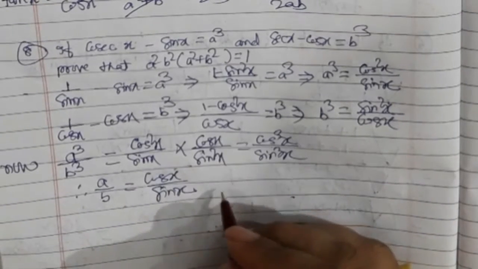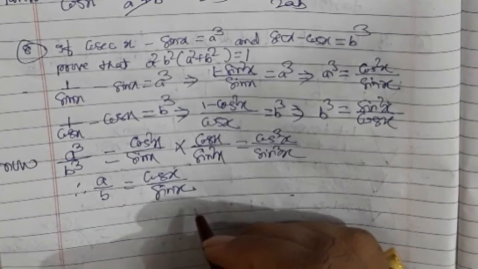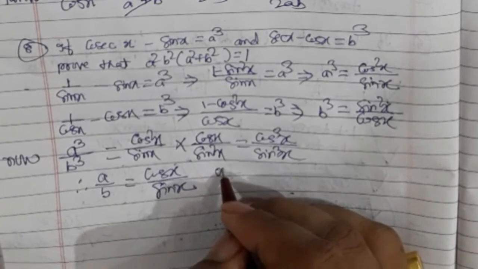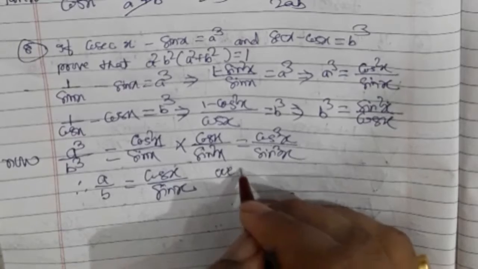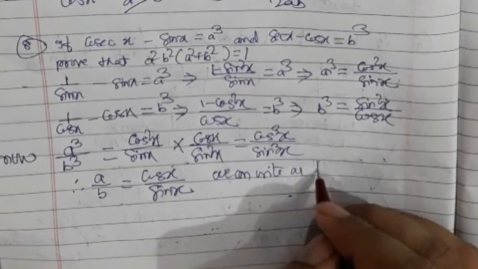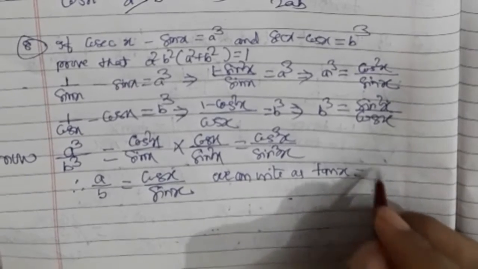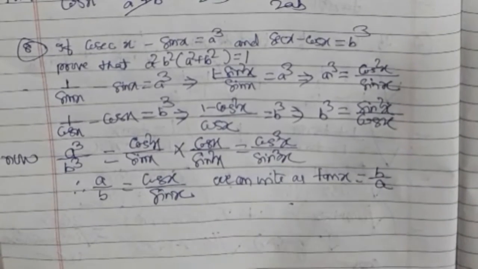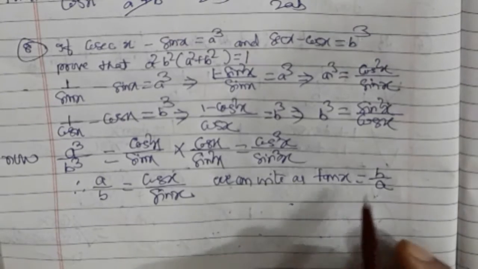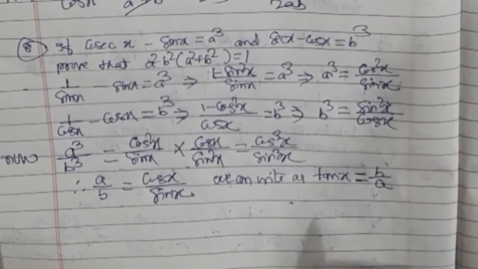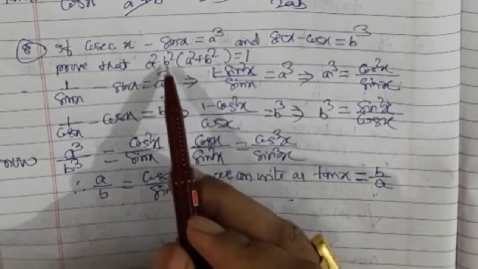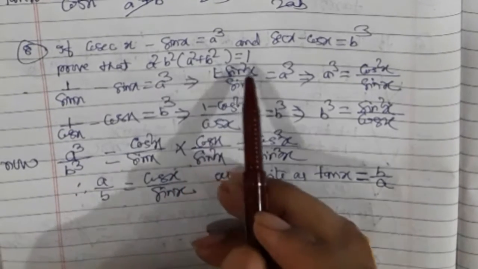That is sin x by cos x, or we can write this as tan x is equal to b by a. Tan x is equal to b by a. Now we have to prove that a square plus b square is equal to 1.